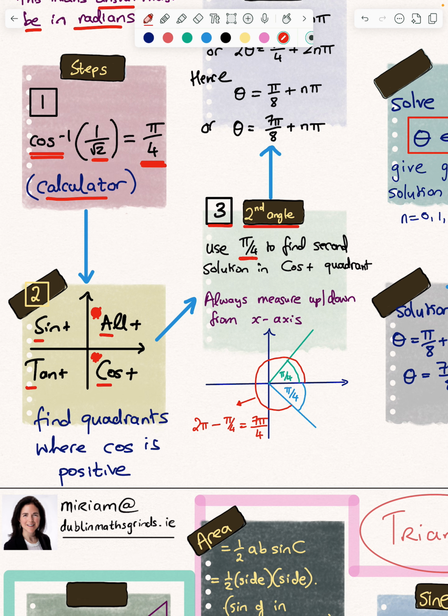We use pi over 4, which we got out of our calculators, to find the second angle in the cos plus quadrant, okay? And when you're looking for that angle, you use pi over 4 and you use it to measure up and down from the x-axis. So if you need to get into another quadrant, you always measure up and down from the x-axis. So we come down from the x-axis by pi over 4 to get down into this bottom right-hand corner. But remember, we always measure angles starting at the positive x-axis and going anti-clockwise. So the black angle there is 2 pi minus pi over 4, which is 7 pi over 4. So now we have two angles, pi over 4 and 7 pi over 4, okay?